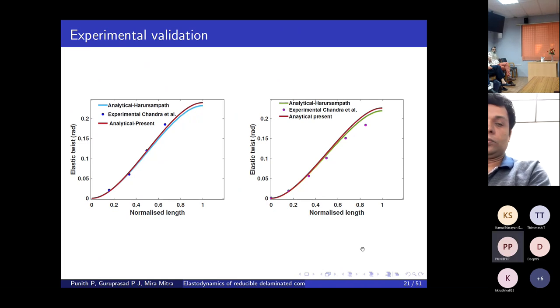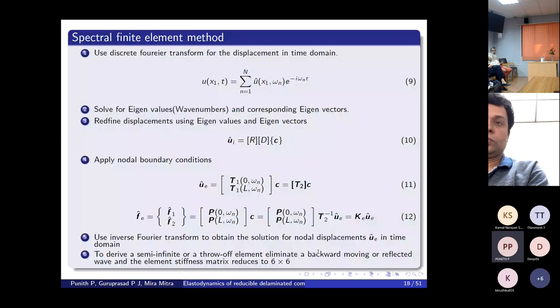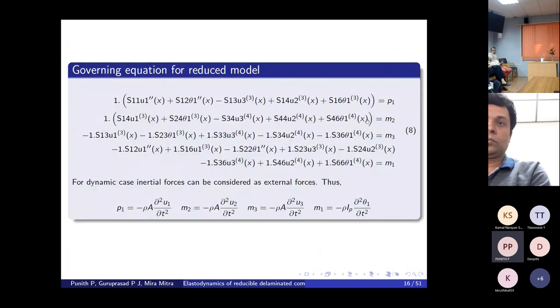It's solvable. I did not present it, but you can get the closed form solution for the governing partial differential equation that I showed earlier. For static cases, I can get a closed form solution, not for the dynamic cases. This partial differential equation can be solved to get the solution.